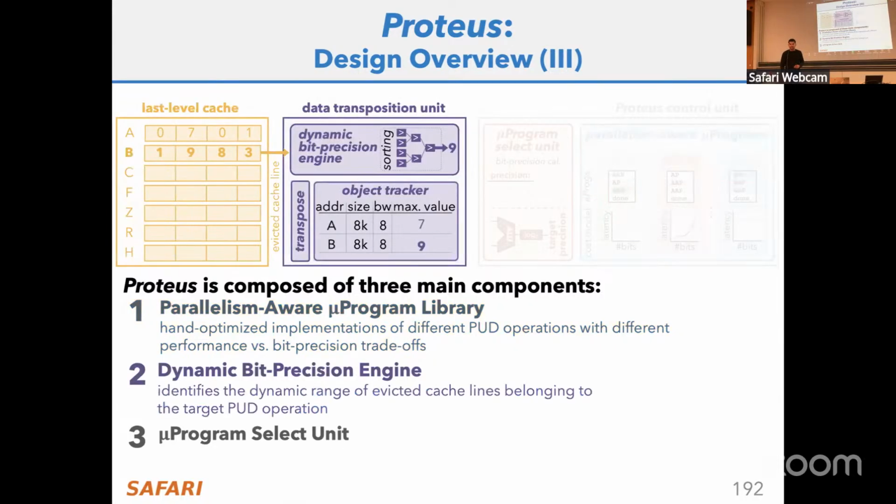So the important part here is this dynamic bit precision engine. What is maybe hidden in all of this talk that I gave so far is that there is a data layout transformation that needs to happen for those processing-in-memory operations to execute.